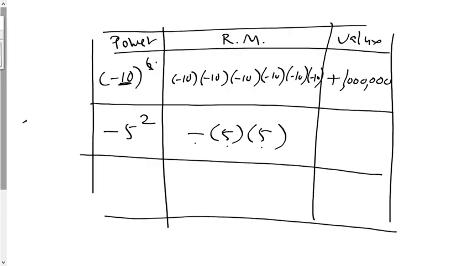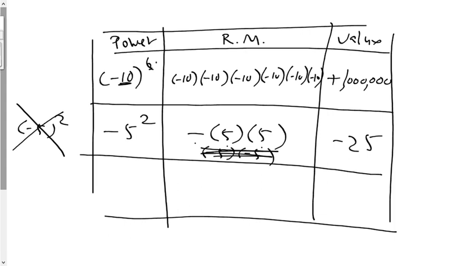It is not this. That is not what it says. It's not negative 5 times negative 5, because that would look like this. Right? That's negative 5 times negative 5. This says the opposite of 5 squared, or multiplying 5 times 5 by negative 1 to get the opposite of 5 squared. And its value is negative 25, not positive 25.